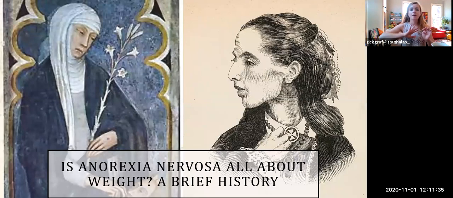Okay, so I just spent some time talking about how the thin ideal and fat stigma really contributes to disordered eating behaviors in the modern United States. But historically, interestingly, anorexia nervosa has always existed, but it really hasn't always seemed to be about weight. So I'm going to give a brief history of what anorexia has looked like throughout history and give you my take on how anorexia in the modern United States came to be so focused on pursuit of thinness and control of weight and shape.